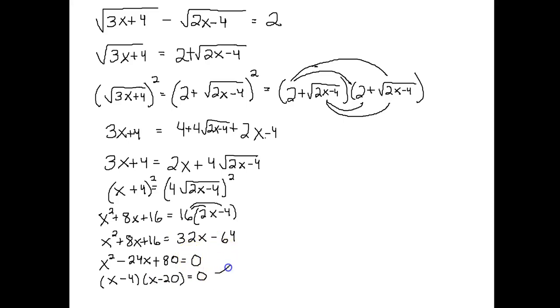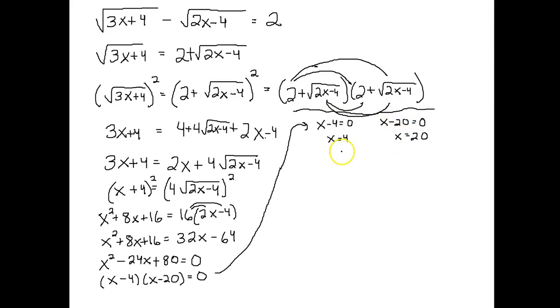So let's see here. x minus 4 is 0, and x is 4. x minus 20 is 0, x is 20. Then check them back in the original equation. Let's check the 4. Square root of 3 times 4 plus 4 minus square root of 2 times 4 minus 4. All of that equals 2.